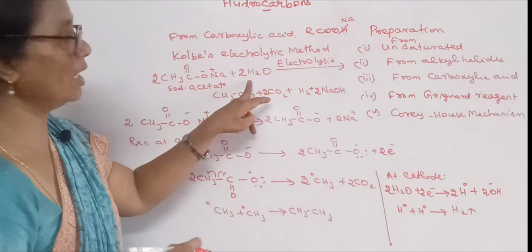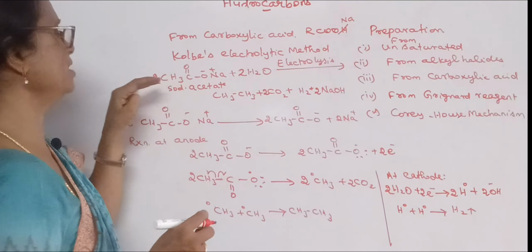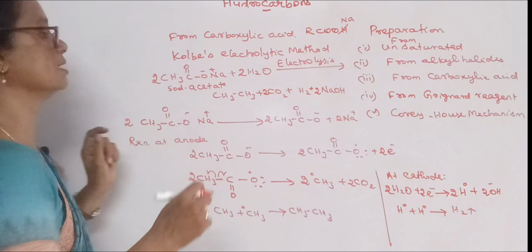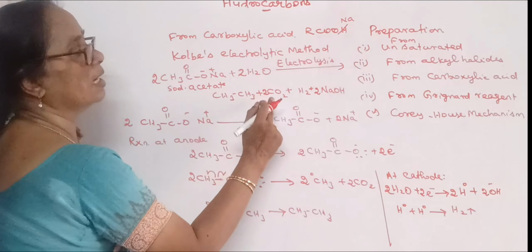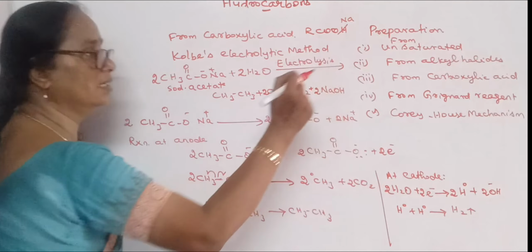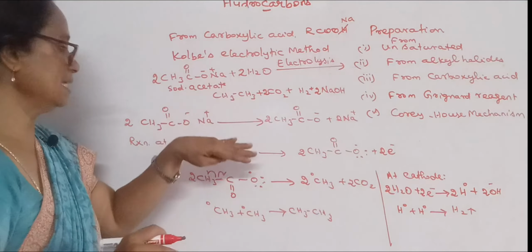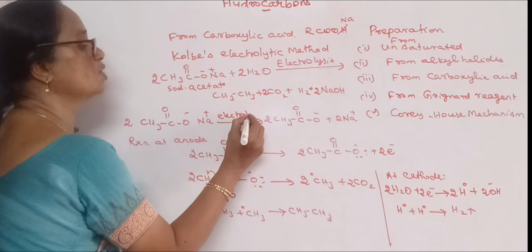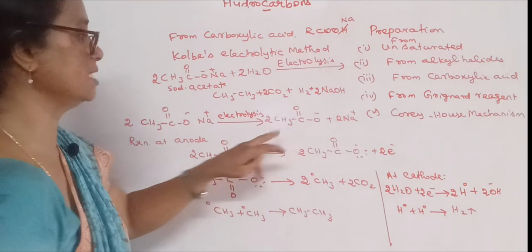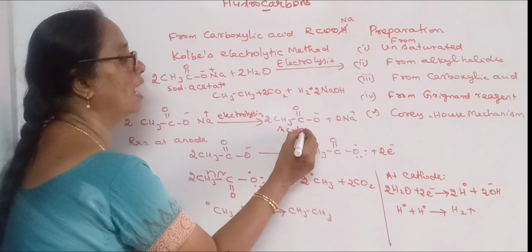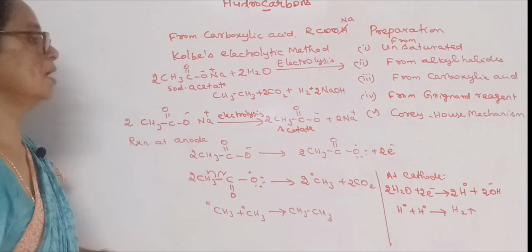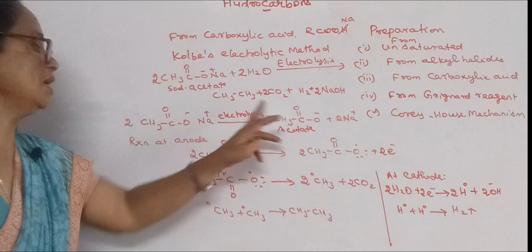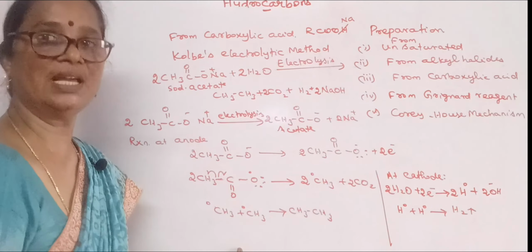This is electrolyzed in water. That means the acetate is dissolved in water and that solution is allowed to go for electrolysis, where it gives rise to ethane, carbon dioxide, hydrogen and sodium hydroxide. In this case, during electrolysis of sodium acetate, it gives rise to a cation and an anion: the acetate ion and the sodium ion. The acetate ion, being an anion, is liberated at the anode. When it is liberated at the anode, it follows a free radical process.